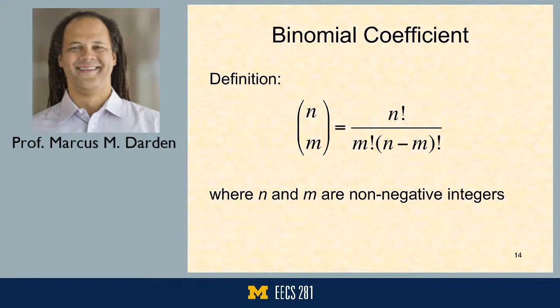Change the channel. Now we're talking about the binomial coefficient. N choose m. Here's our mathematical definition of n choose m. That's just n factorial divided by m factorial times n minus m factorial. As long as n and m are non-negative integers, I can get something out of this. So here is my binomial coefficient in its simple, elegant.